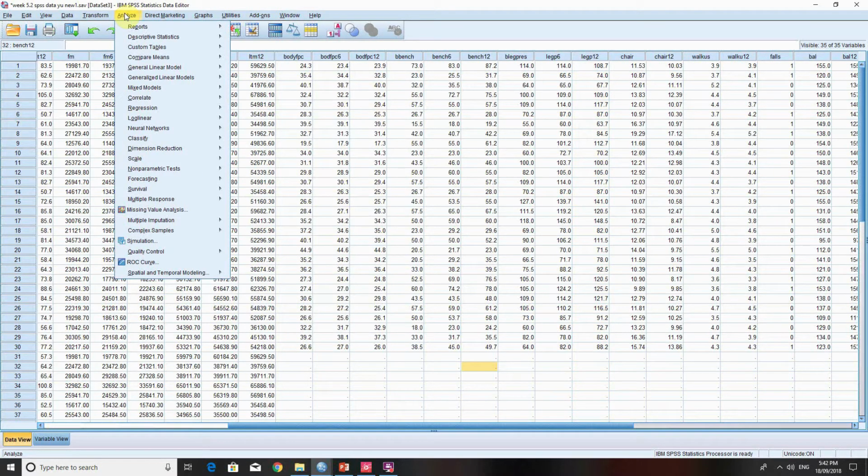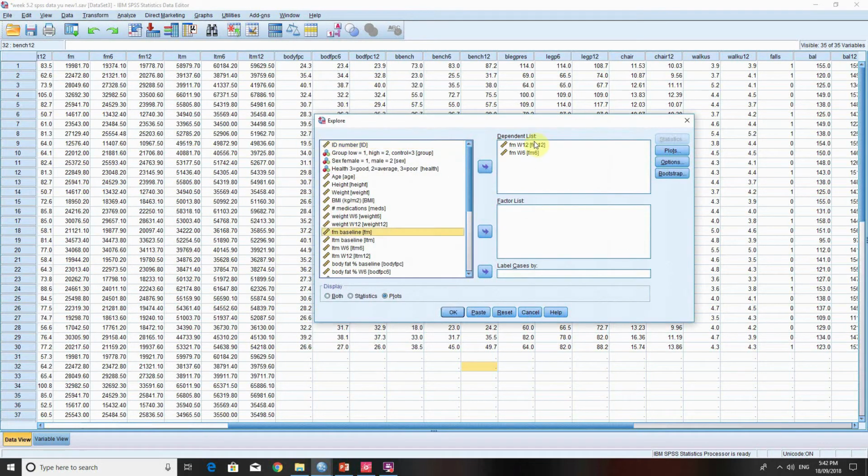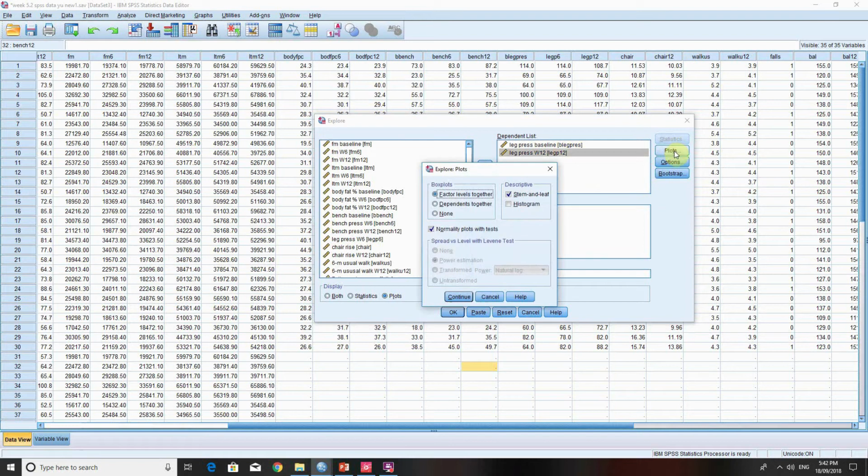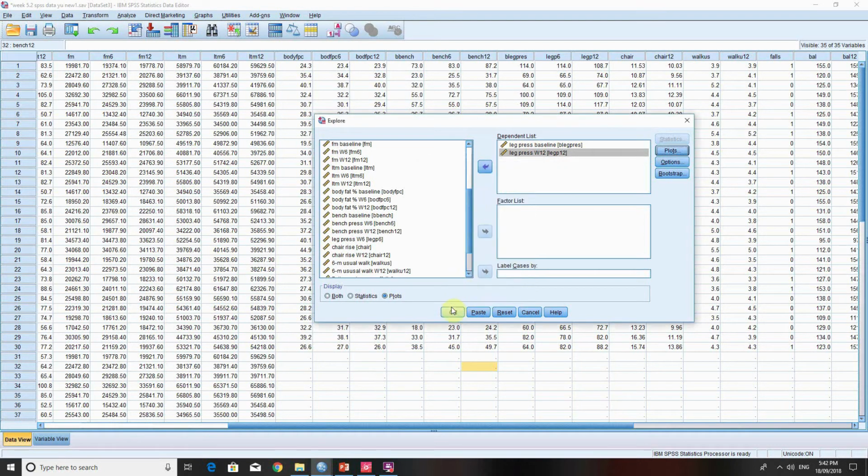So we're going to go analyze, descriptive statistics, and explore, because the first thing we need to do is check that our leg press scores are normally distributed. So we'll put in leg press baseline and leg press week 12, and we'll make sure normality plots is ticked.